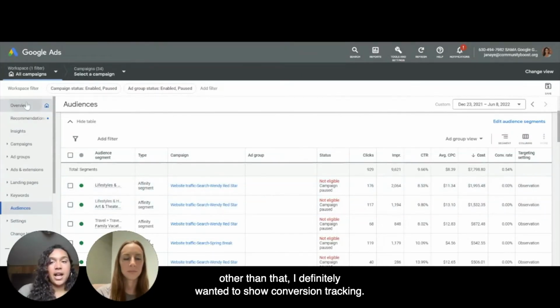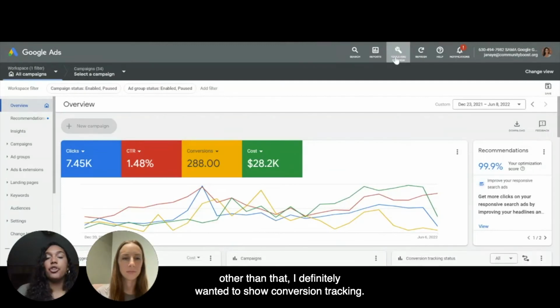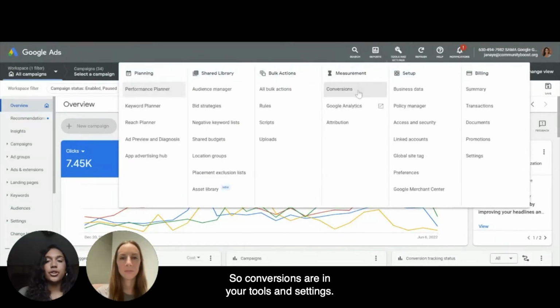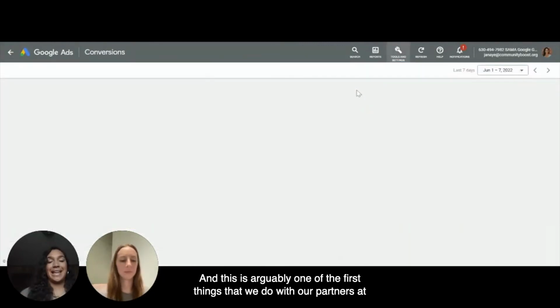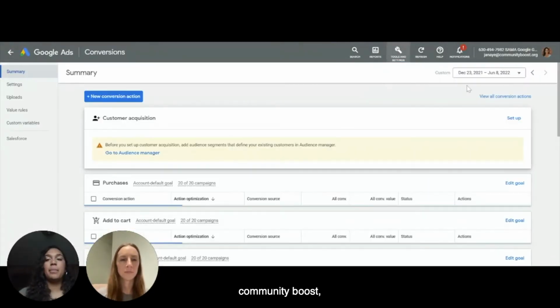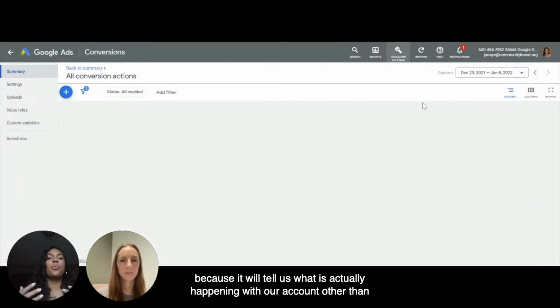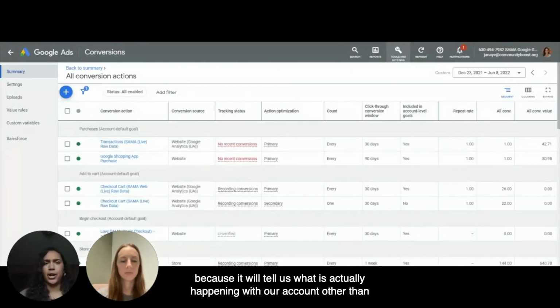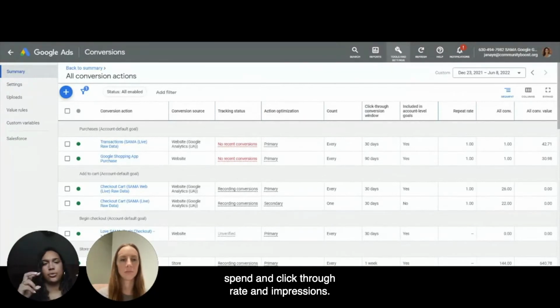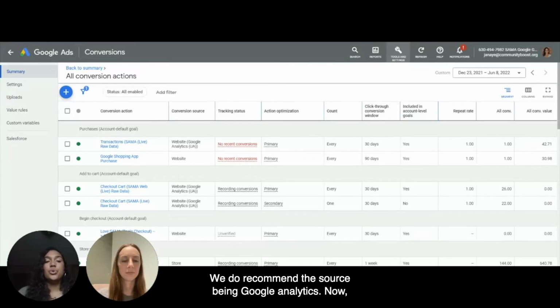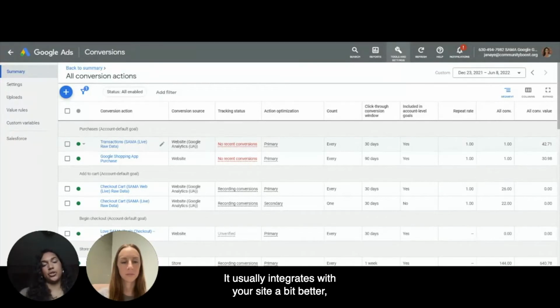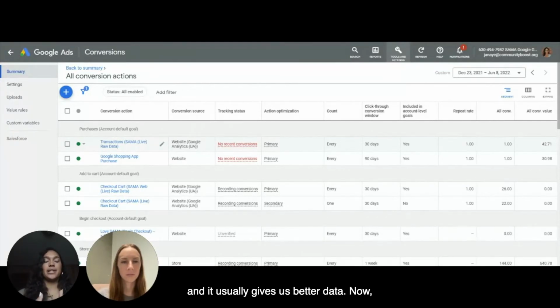Other than that, I definitely wanted to show conversion tracking. So conversions are in your tools and settings. And this is arguably one of the first things that we do with our partners at Community Boost because it will tell us what is actually happening with our account, other than spend and click through rate and impressions. So conversion tracking can be quite complicated. We do recommend the source being Google Analytics. Now, the reason why we do this is that it's a lot more custom. It usually integrates with your site a bit better, and it usually gives us better data.